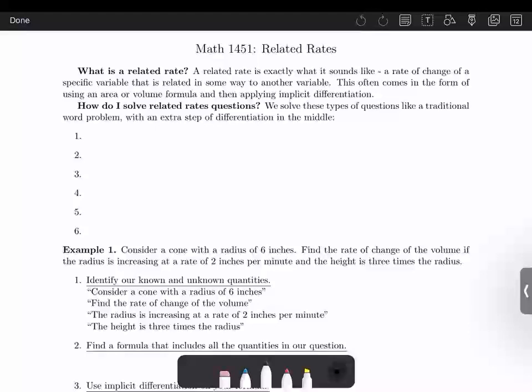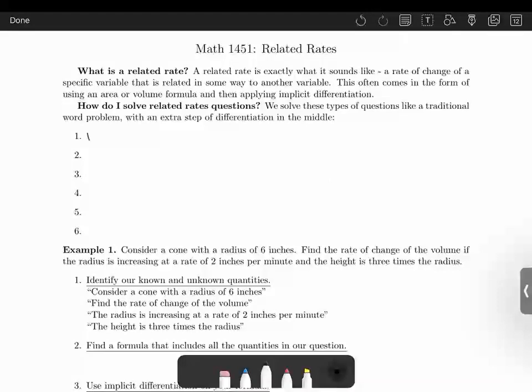So in these examples, we are going to be looking at things that are more concrete. We're going to look at things that often use area or volume formulas that relate lots of different variables together, right? Length, width, radius, height, things like this that are all related within an area or volume formula. Whenever we're solving related rates questions, we're going to solve them like a traditional word problem. There are going to be 6 steps that we're going to follow in this video and on this worksheet to solve these word problems.